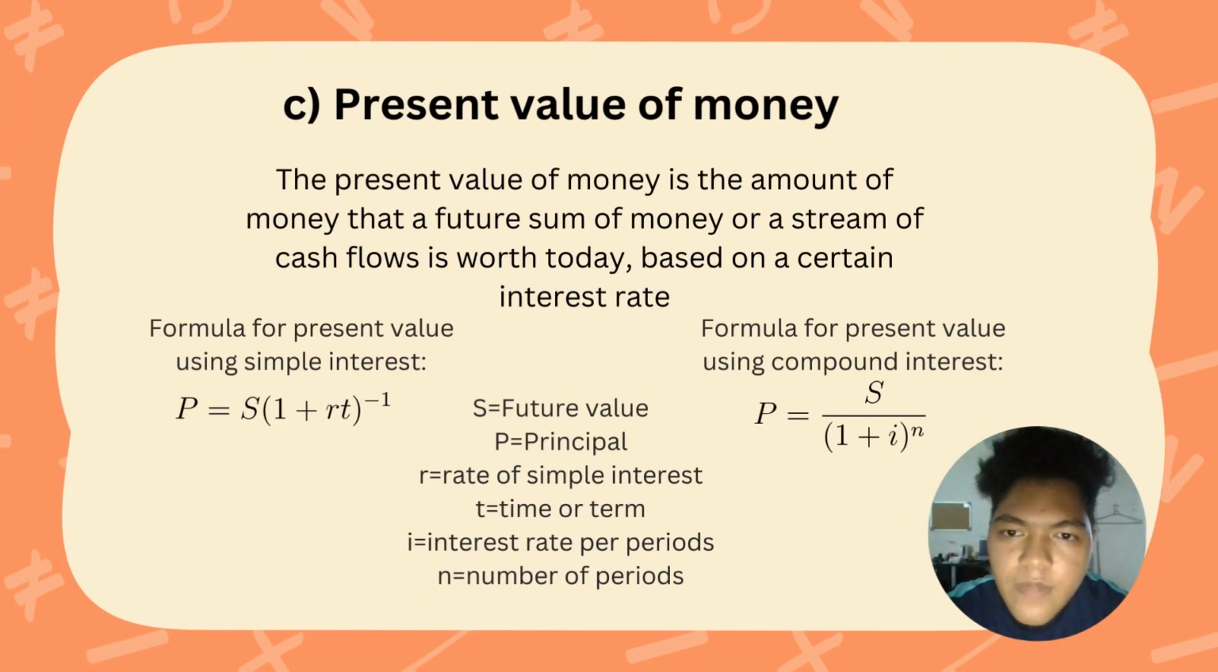C. Present value of money. Present value of money is the amount of money that a future sum of money or stream of cash flow is worth today based on a certain interest rate. The formula for present value using simple interest is P equals S open bracket 1 plus RT close bracket power of negative 1. For compound interest, P equals S divided by open bracket 1 plus I close bracket power of N. S for future value, P for principal, R for rate of simple interest, T for time or term, I for interest rate per period, N for number of periods.